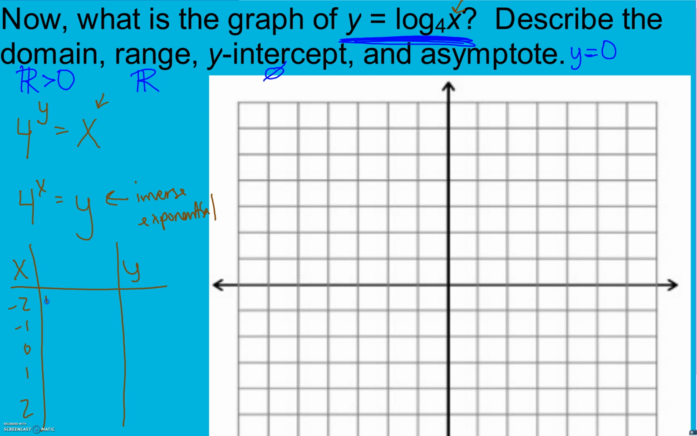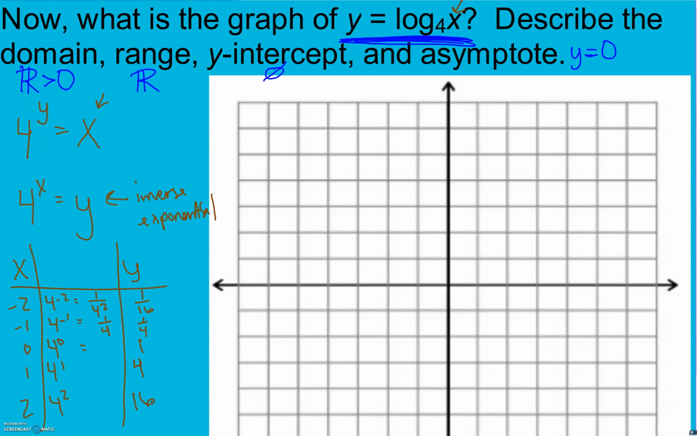When I plug in numbers, 4 to the -2nd power, 1 over 4 squared, again, negative exponent, we move to the denominator to make positive. And I get 1 over 16. 4 to the -1st power, same thing. 1 over 4 to the positive 1st power, which is just 1/4. Anything to the 0 power is always just 1. 4 to the 1st power gives me 4. 4 to the 2nd power gives me 16.